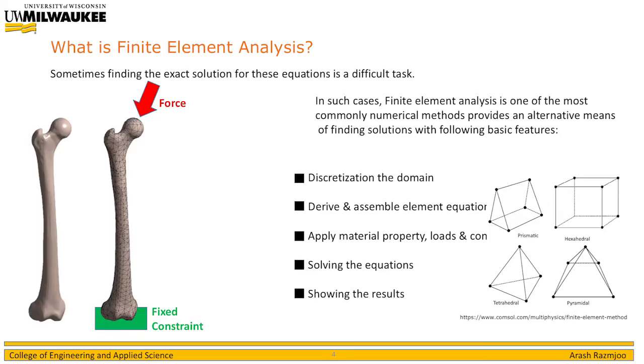After that, we should apply material properties. Each element should have its material property, which comes from the model. And then apply the load and boundary conditions. Here, the boundary condition at the bottom of the femur is a fixed constraint. Then we solve the equations, and at the final step, we can show the distribution of the result.